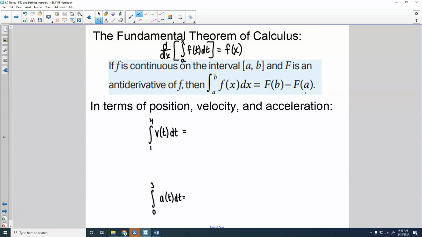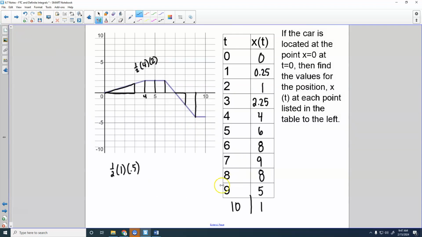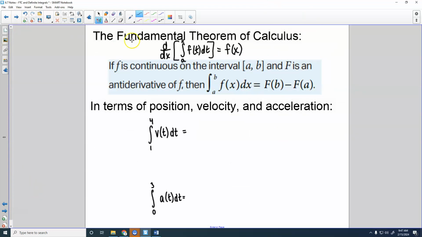Another application of the fundamental theorem of calculus is that if we integrate from a to b, it is the same as taking capital F of b and subtracting capital F of a. Okay, let's look back here and think about it. If I want to know the distance here, capital F of 7 would be 9, capital F of 0 would be 0, 9 minus 0 would give us that value.